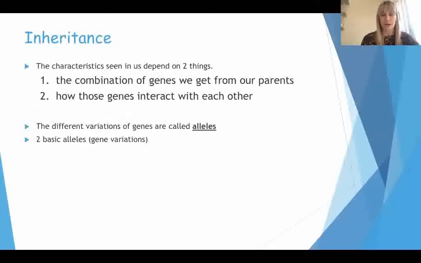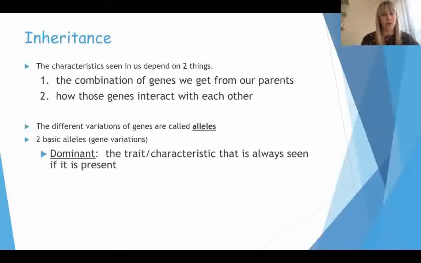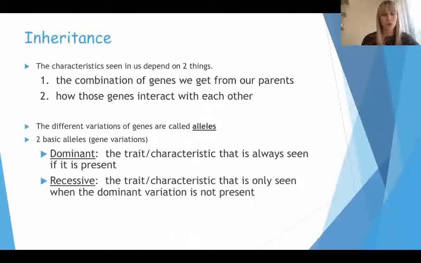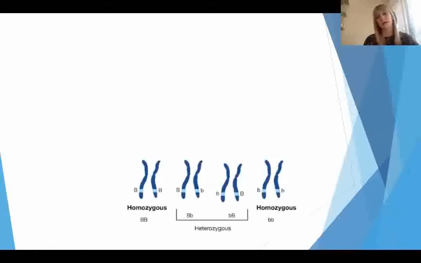Two basic alleles, gene variations. We get the dominant, the trait that is always seen if it is present, and recessive, the trait or characteristic that is only seen when the dominant variation is not present. In other words, when the recessive is present in homozygous form. Okay, there's an example: homozygous, heterozygous, and homozygous recessive.